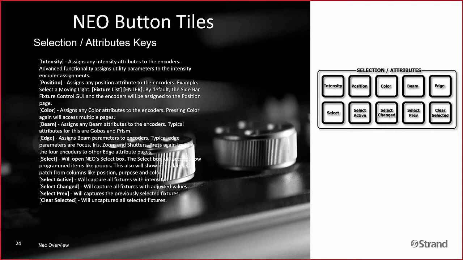At the top you have your attribute family keys, and it's important to understand the way that Neo manages all parameters of a moving light. It does that through collecting them in groupings called attribute families. The attribute families we have are intensity, position, color, beam, and edge. Intensity is going to collect all of the intensity parameters together. Position is primarily pan and tilt. Color is going to be all color parameters. That could be color mixing parameters or color wheel parameters, as well as timing channels for color.